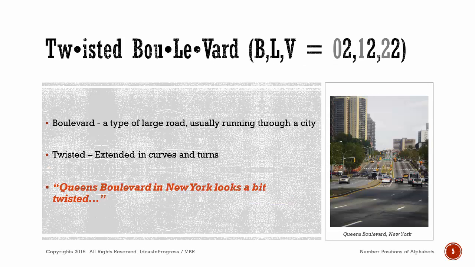The second combination was BLV, its position was 2, and the mnemonic for it was Twisted Boulevard. You can remember this mnemonic by keeping in mind the image of the Queens Boulevard in New York, which looks slightly twisted, and the sentence is Queens Boulevard in New York looks a bit twisted. So Twisted Boulevard.